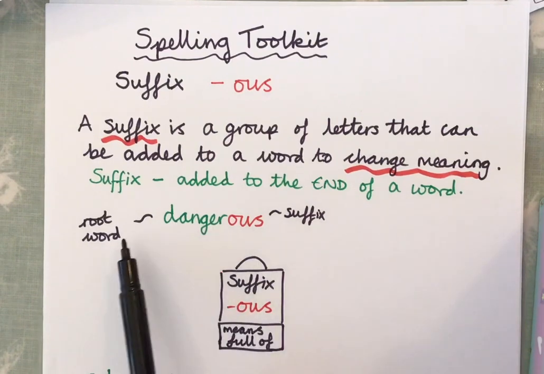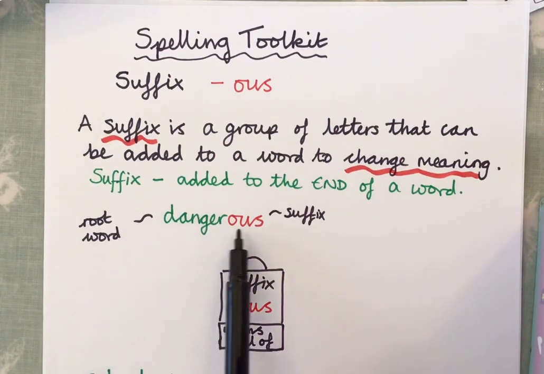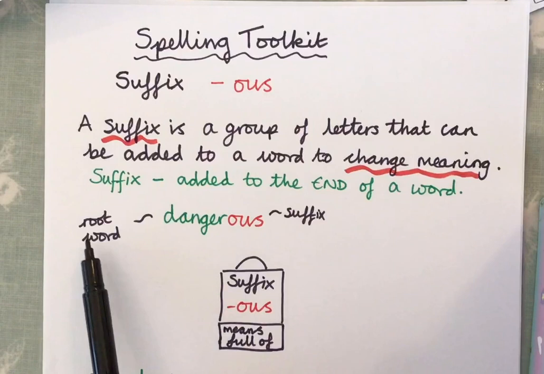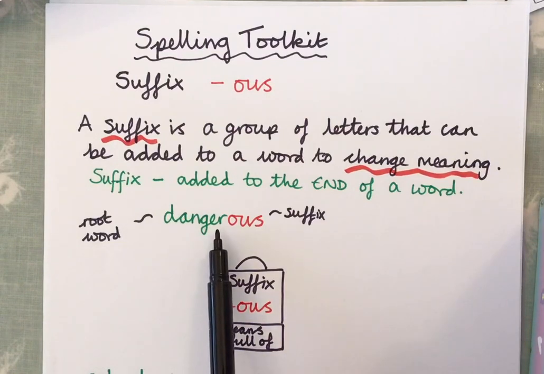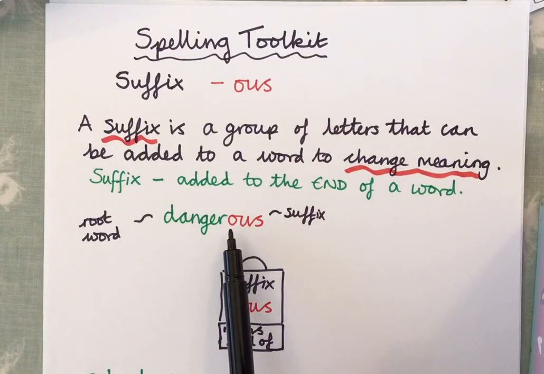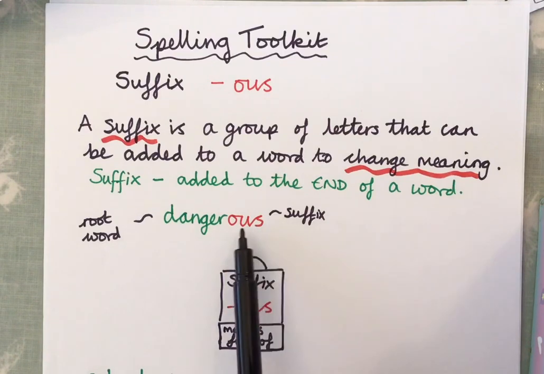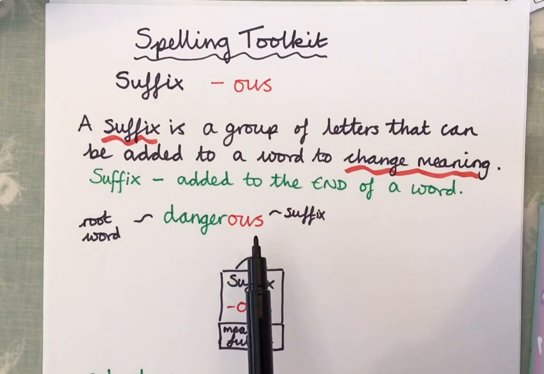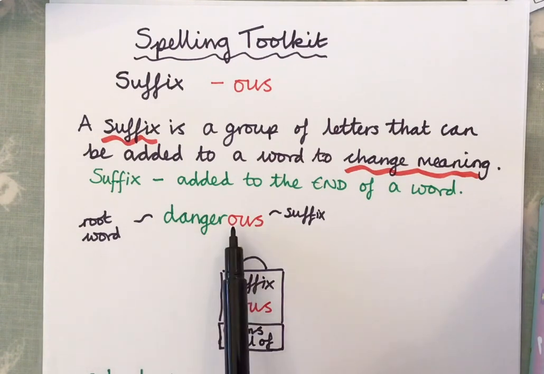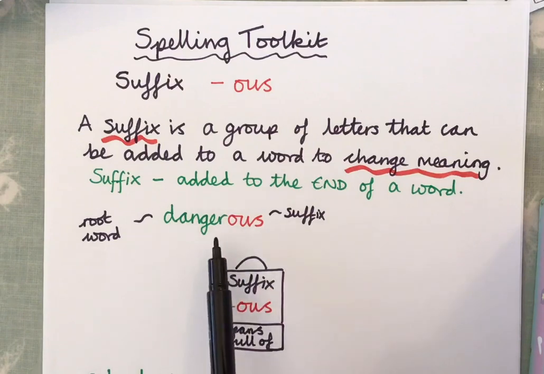So here's an example. We've got the word dangerous. The root word is danger, in green. And when we add the suffix -ous, O-U-S, we have the new word dangerous. We can see we've added it to the end and we've made a completely new word.